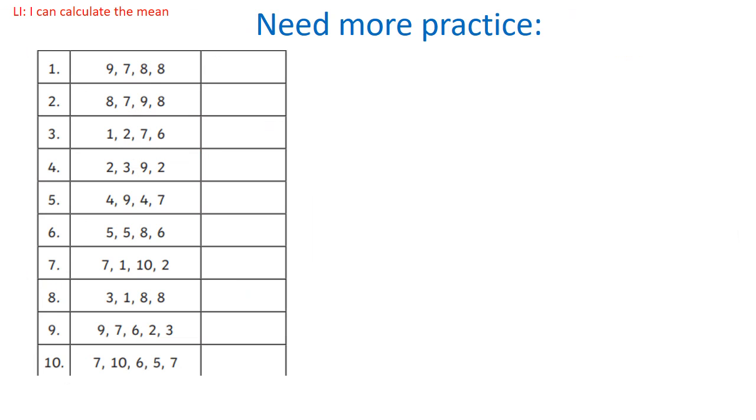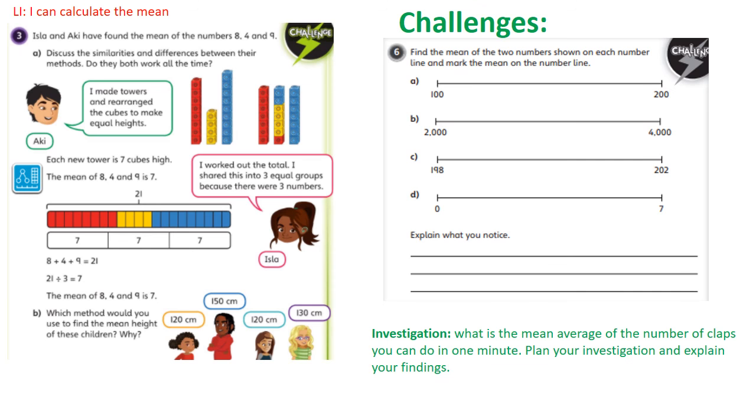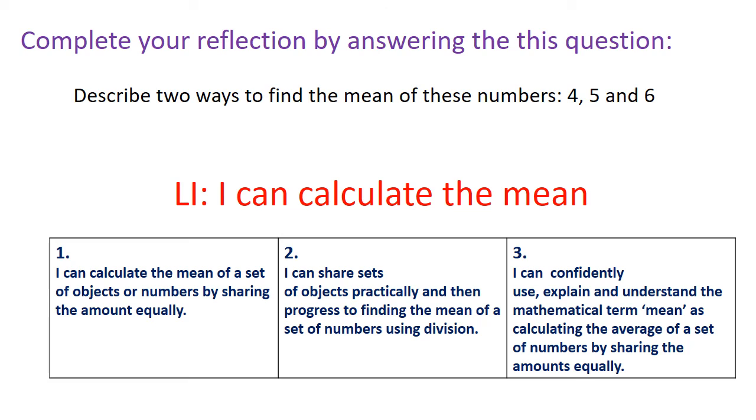When you finish those, either do the need more practice or go straight on to the challenges. You've got 3 there to do. And then finally, you're going to do the answer to this as your reflection. Describe 2 ways to find the mean of these numbers, 4, 5 and 6. You can go back and have another look at the video if you're struggling to do that in 2 different ways. Have fun today. Bye.